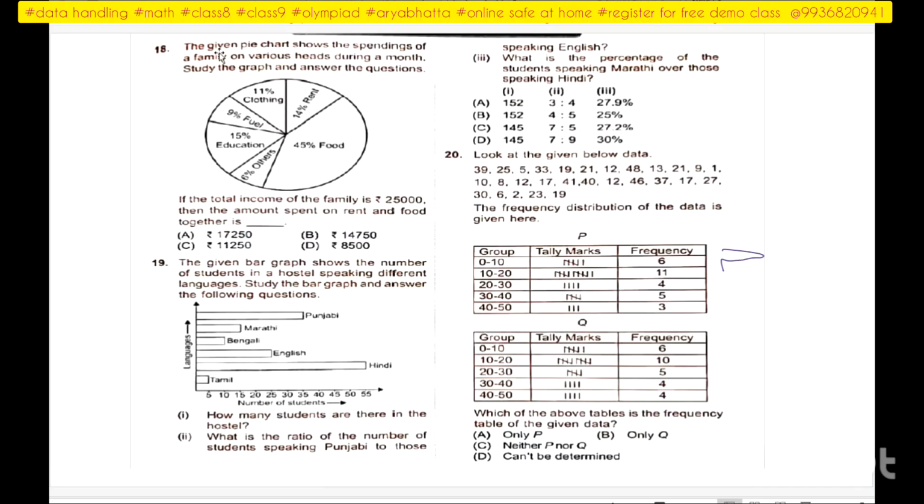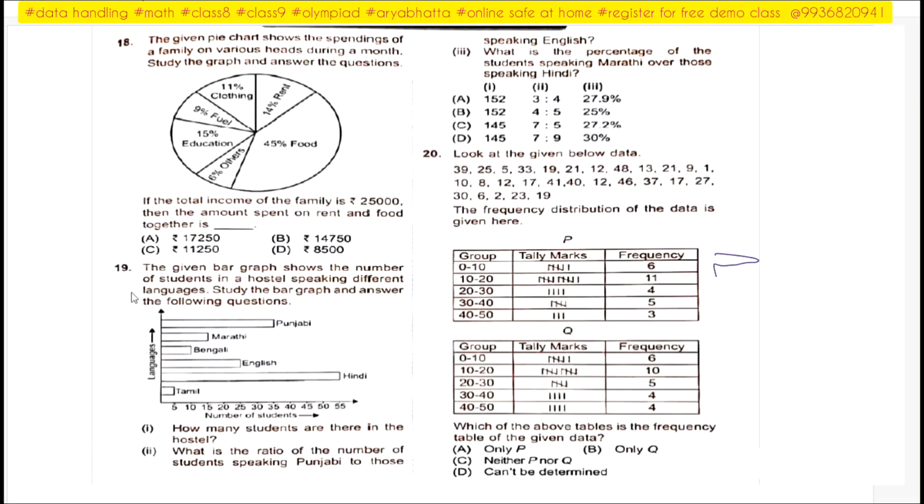If the total income of the family is 25,000, the amount spent on rent and food together, they are asking that. They are saying that total income is 25,000 and they are asking about rent and food. Now see, rent is 14%, food is 45%. Is it okay? So I will say that 14% plus 45% of question number 18.